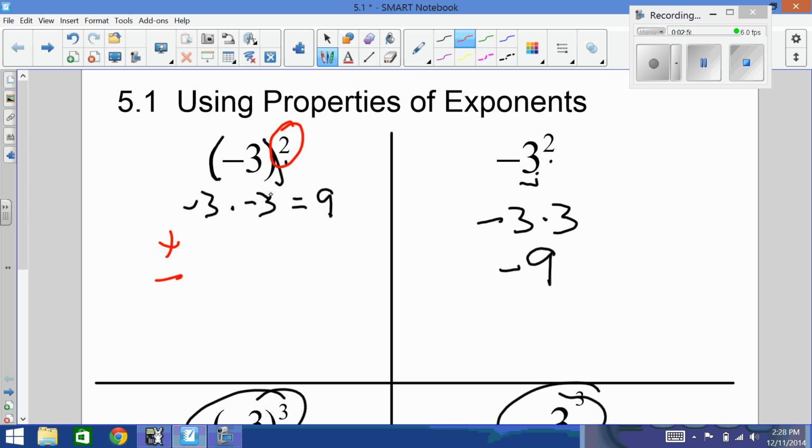I have parentheses, so the sign inside, if it's negative, your answer can still be positive or negative. You have to look at the exponent. The exponent will determine that. If the exponent is even, then it's going to be positive. If the exponent is odd, it's going to be negative. And that only works if you have a negative inside the parentheses.